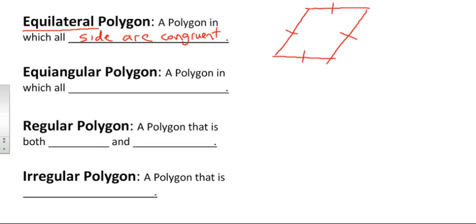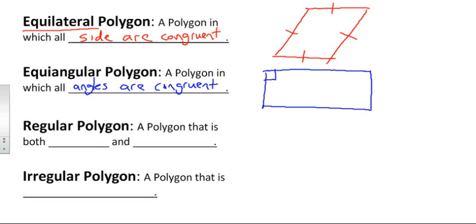An equiangular polygon is exactly what it sounds like. It has equal angles. So it's a polygon in which all of its angles are congruent. An example of an equiangular polygon would be a rectangle. A rectangle has all congruent angles. In this case, they're all 90 degrees. Because all those angles are congruent, that polygon would be equiangular.